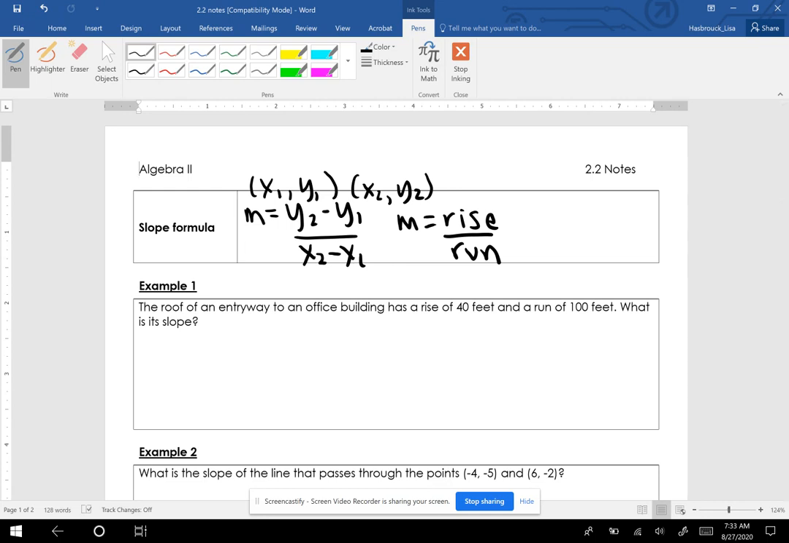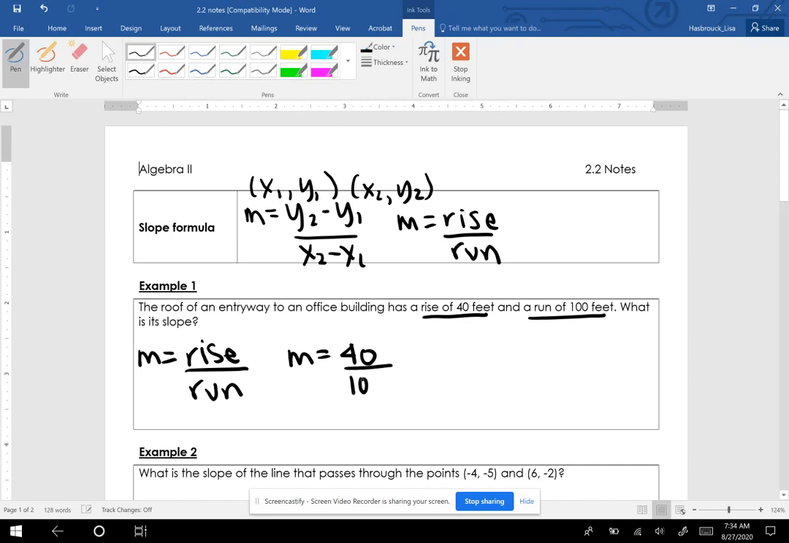The first example says the roof of an entryway to an office building has a rise of 40 feet and a run of 100 feet. What is its slope? So notice it says rise and run. We discussed above that slope equals rise over run. So in this case, it will be 40 over 100. We do need to simplify this. We can cross out one set of zeros. It simplifies to 4/10. And then we can simplify further by dividing top and bottom by 2. So our slope is 2/5.